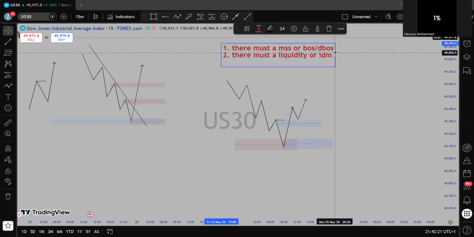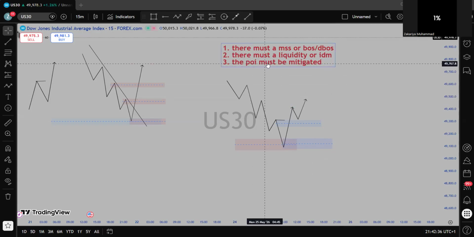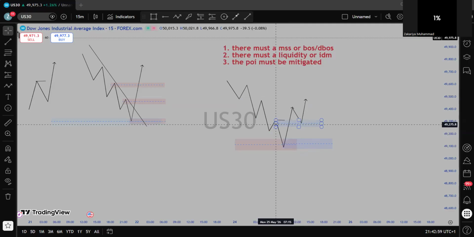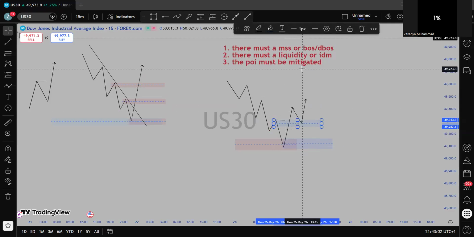Then the third rule says the POI, which is our point of interest, must not be mitigated. I'm going to explain this. We have two points of interest, the breaker block and then the other block. This rule says the point of interest we're going to use must not be touched when the market is creating the inducement. When the market breaks a structure, retraces back and touches this zone before pushing up to the upside, this zone is mitigated, has been touched. That's what I mean by mitigated.